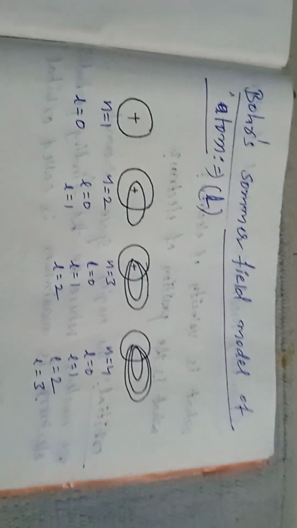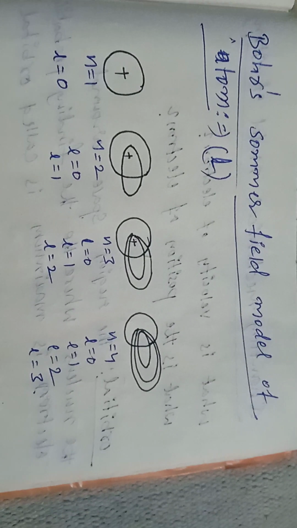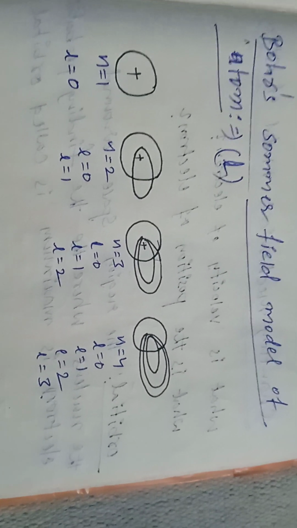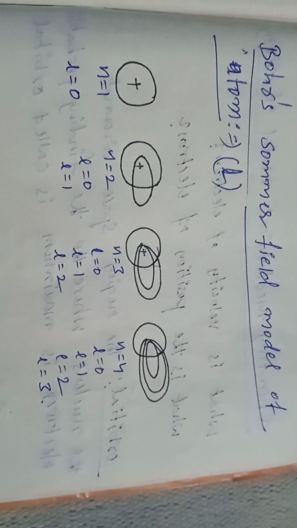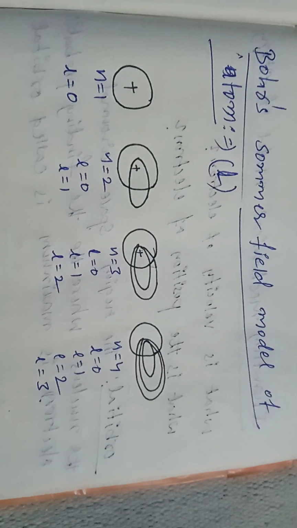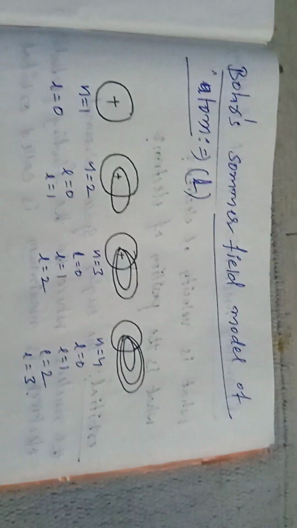But there is one drawback in the Bohr-Sommerfeld model. It could not explain the fine spectrum of atoms with more than one electron. It explained only the fine spectrum of hydrogen atom. This is about the Bohr-Sommerfeld model.